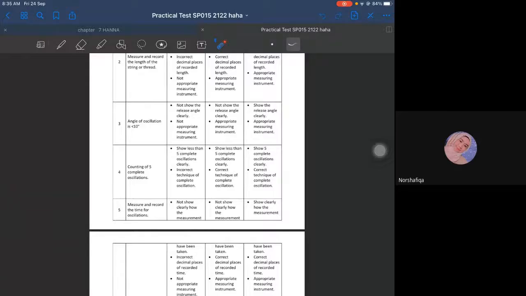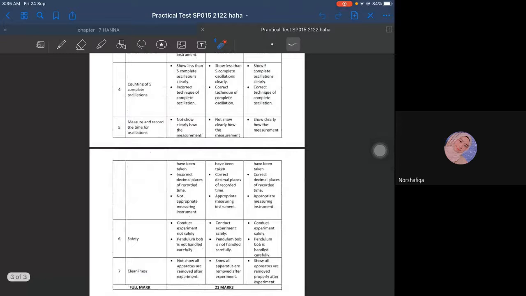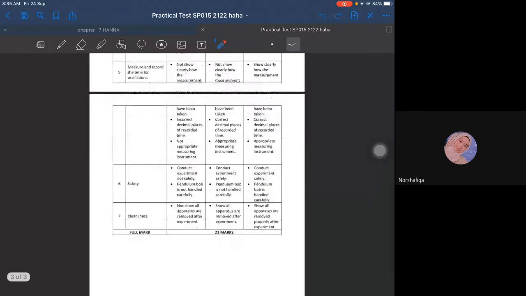External force, kan. Lepas tu dia ada oscillates, okay. And then this one kena show clearly how the measurement has been taken, correct decimal places. Ni kita boleh guna phone je lah. And then safety and then cleanliness, okay. So you ada semua benda ni, dapat full mark, okay.